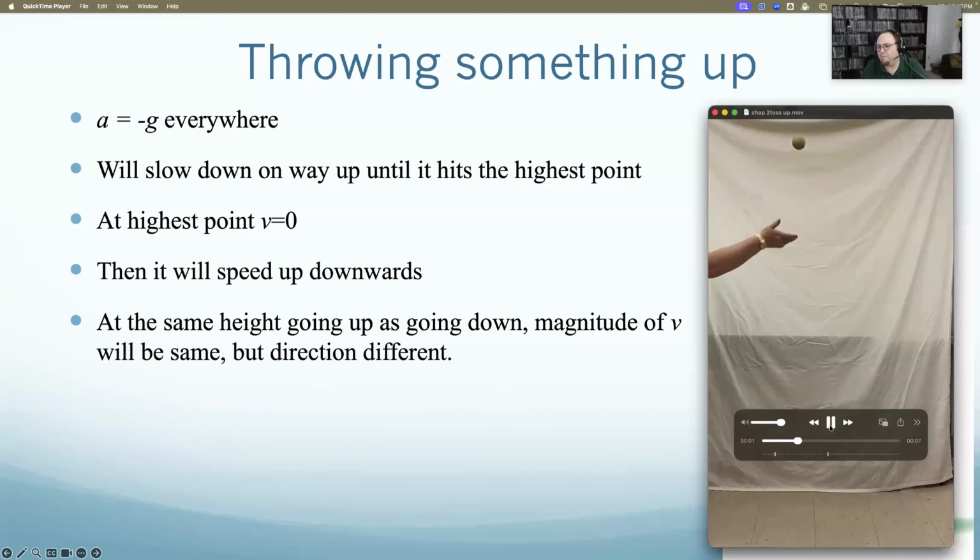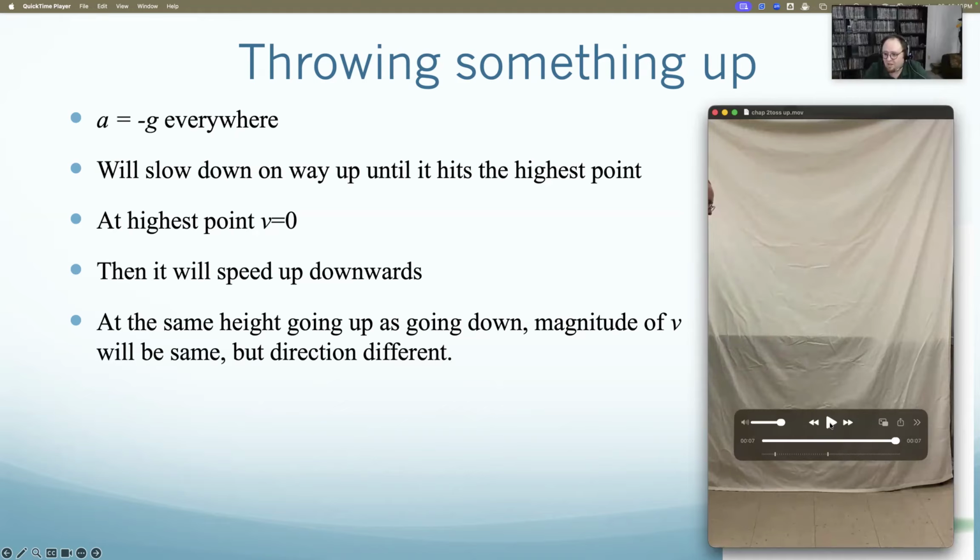When something's thrown upwards, at all points in the air, your acceleration is negative g. The acceleration is negative g on the way up. The acceleration is negative g on the way down. The acceleration is negative g at the highest point. Throughout this entire thing, my acceleration is negative g at all points on that throw.